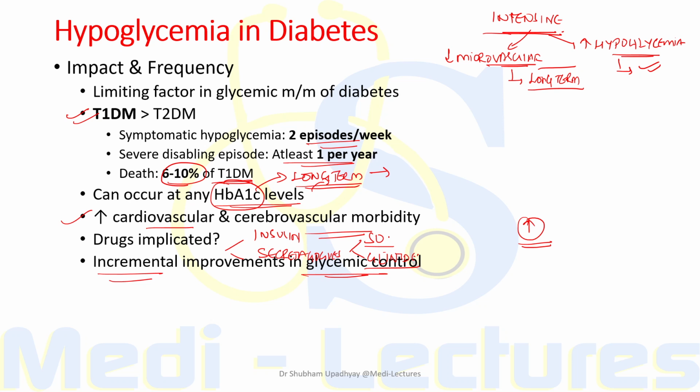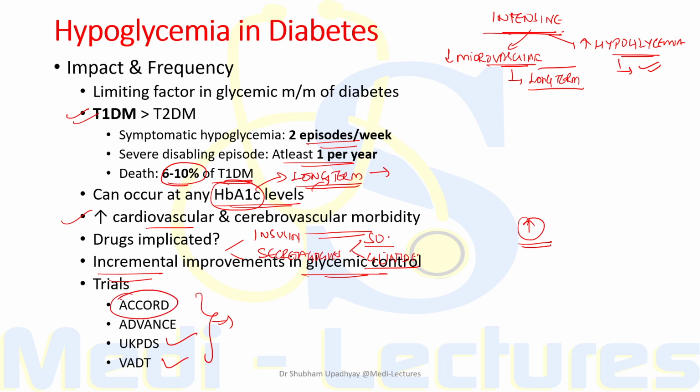Now, there are various clinical trials like ACCORD trial, ADVANCE trial, UKPDS, VADT trial. All these trials have suggested increased risk of hypoglycemia in patients who were targeted for more intensive blood glucose control. In fact, ACCORD trial was terminated early because of mortality and morbidity in patients in the more intensive blood glucose control arm of the trial.